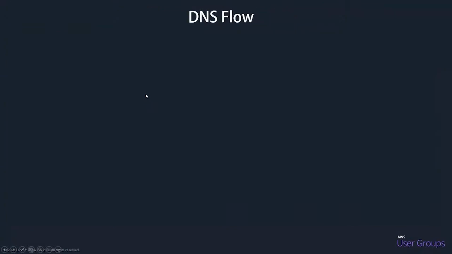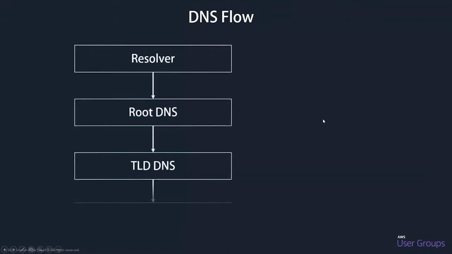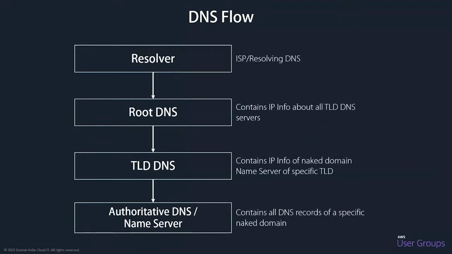So before I go into how DNS works, let's just look at a basic flow of DNS. There is something called the resolver, the root DNS, the TLD DNS, and the authoritative DNS. And the flow is always like this. The resolver will ask the root DNS, the root DNS will pass that information to the TLD DNS, and the TLD DNS will pass that information to the authoritative DNS, which will then finally pass the information back to the resolver. Okay, this is the flow, but I'll show you how this flow happens.